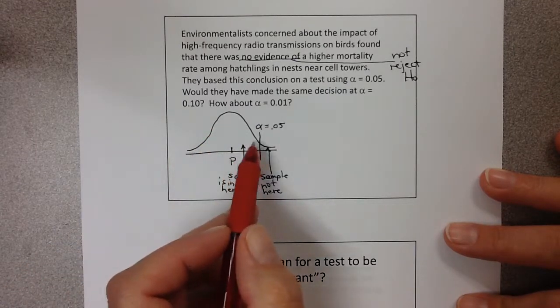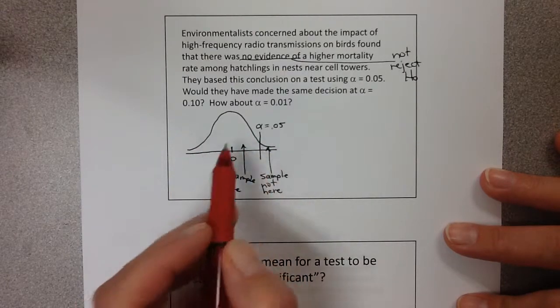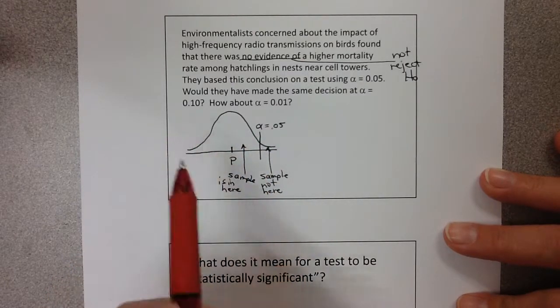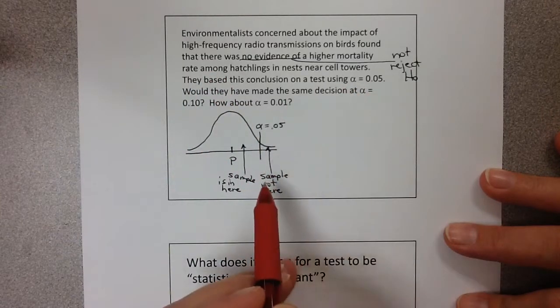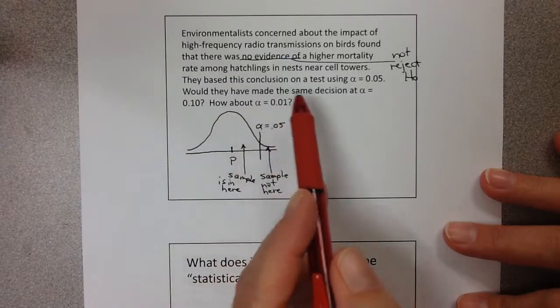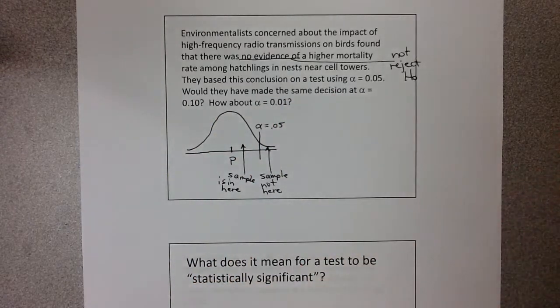Anywhere in that region is where the sample could have been. It could have been below the P, above the P. It could be really, really close to this alpha level cutoff. I just don't know for sure. Okay, they based the conclusion of the test on the alpha level of 5%. We want to know if they would have made the same decision at 10% or at 1%. So let's take a look at those.